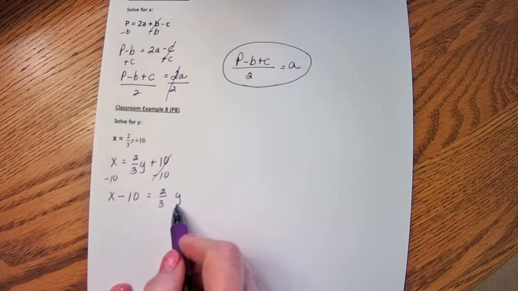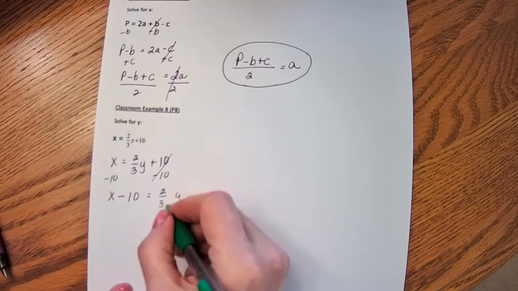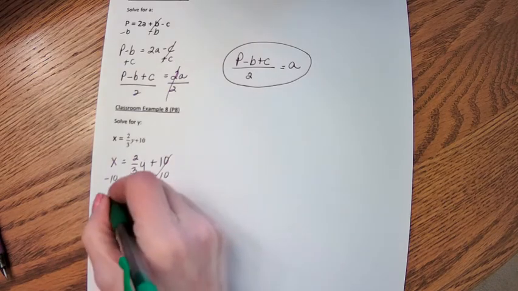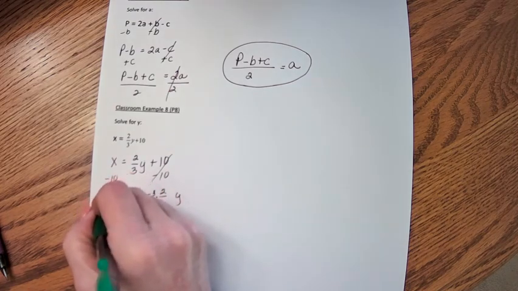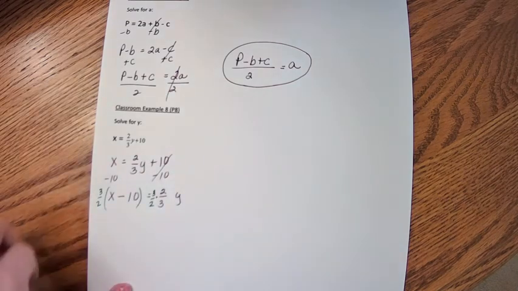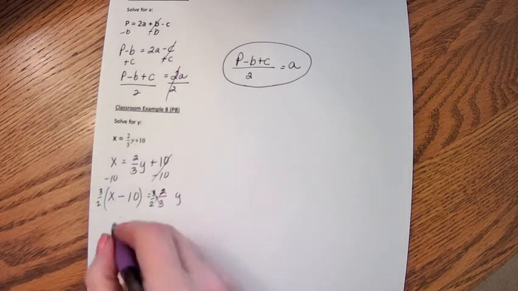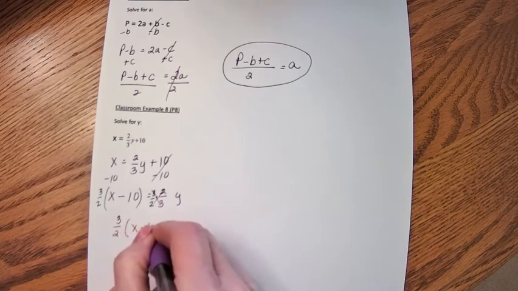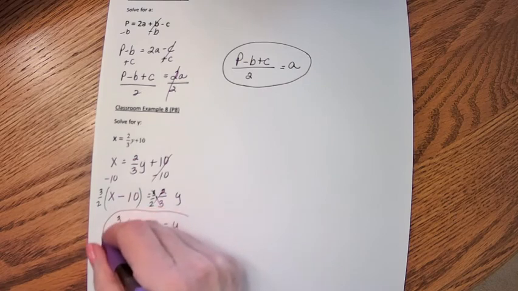Now, y is being multiplied by 2/3. You remember the technique when you multiply by a fraction, how to undo that? You multiply by the reciprocal. But if I multiply this side of the equation by 3/2, I have to multiply the other side of the equation by 3/2. The 2's cancel, the 3's cancel. And that's your answer: 3/2 times x minus 10 equals y.